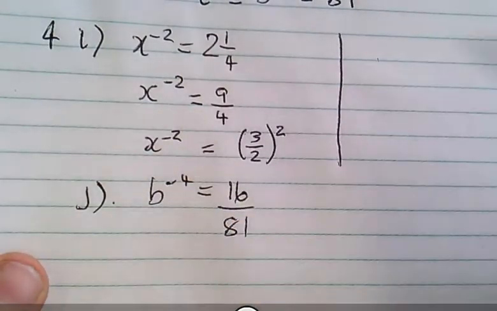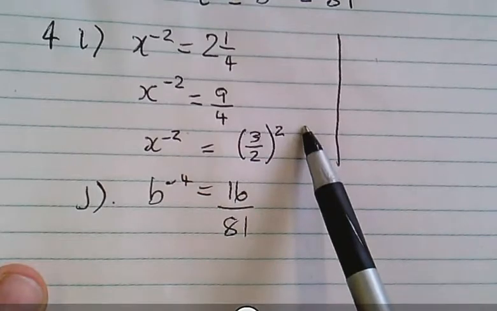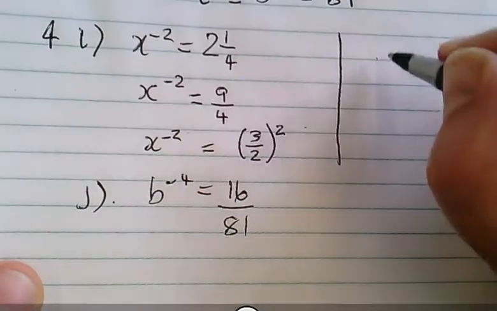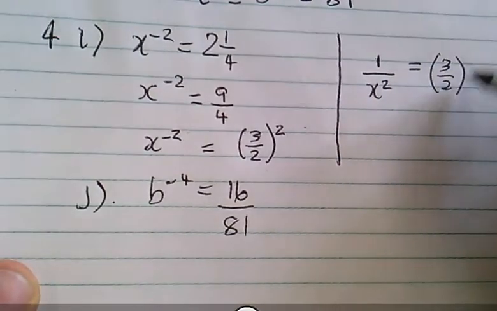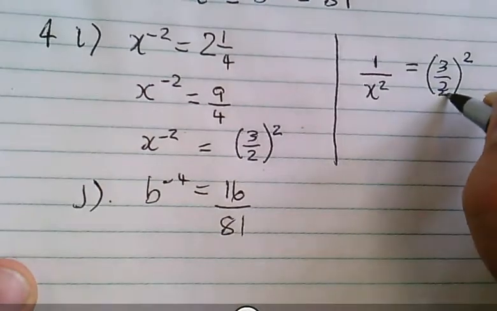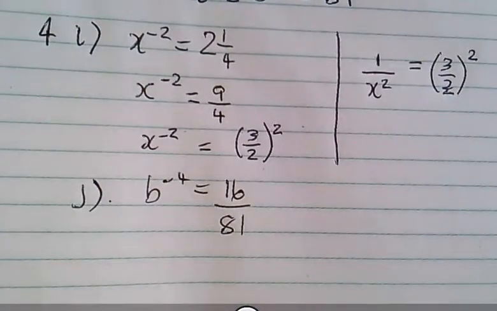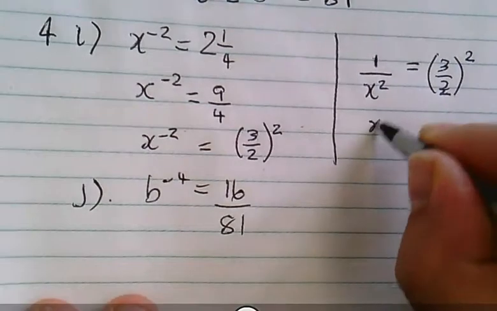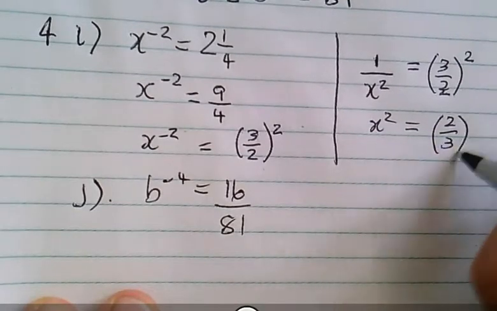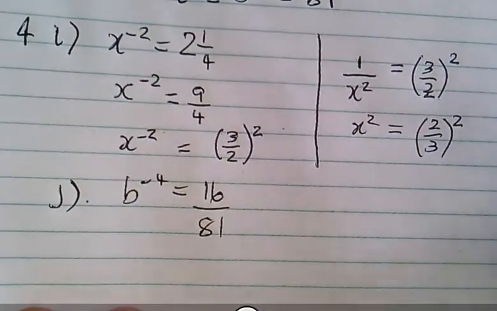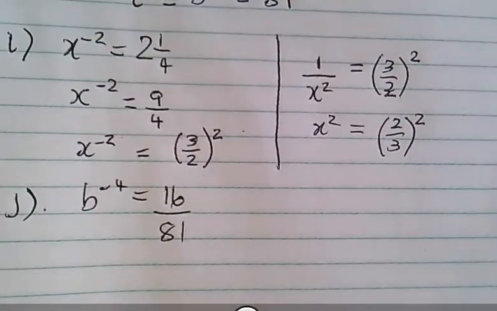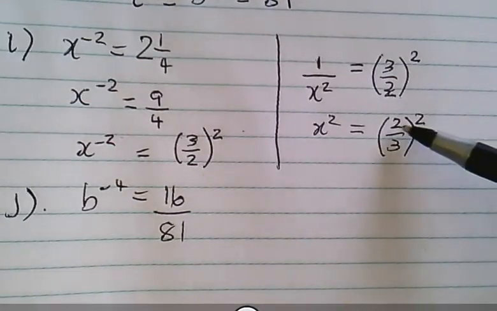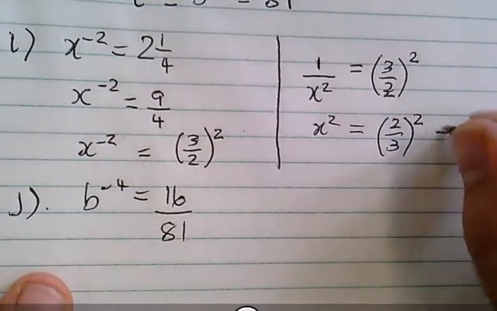There's a few ways we could do this. If I want x squared, wouldn't it be the reciprocal of this? Why don't I write, look, x to the negative 2 is 1 over x squared. How about that? Is 3 over 2 squared. Are we okay with that? Good with that? Flip both sides. You can do fraction equals fraction, flip both sides. So 1 over x squared is 3 over 2 squared. Flip both sides, turn them both upside down. You'll get x squared over 1 is 2 over 3 squared, which is 4/9.